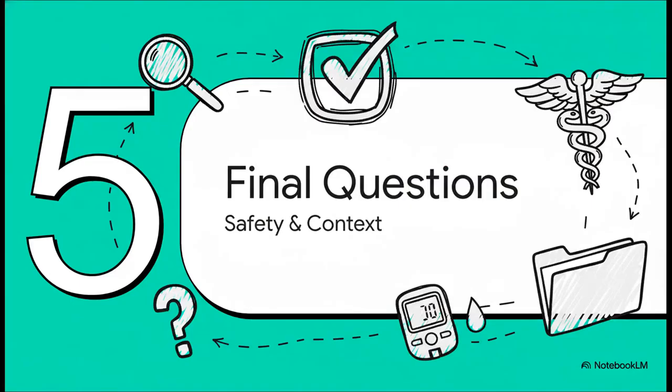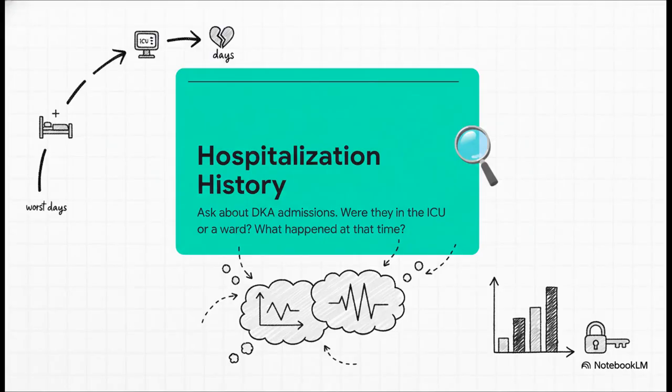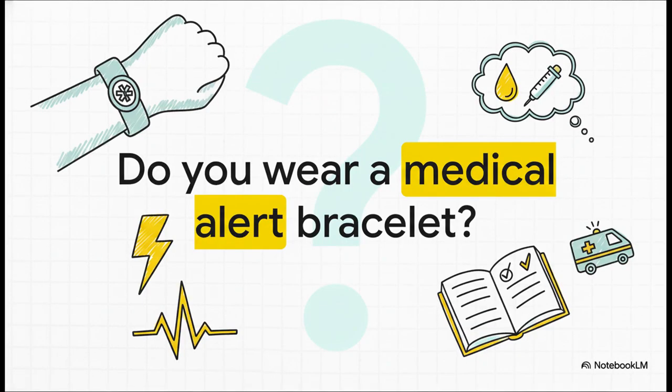All right, we are almost there. We just have a couple of final, really essential questions to ask that will tie this whole picture together. This is so important. For anyone who's had diabetes for a long time, you have to ask about their worst days. How many times have you been hospitalized for DKA? Were you so sick you had to be in the ICU? Hearing about those times gives you this incredible insight into the overall trajectory of their disease and just how fragile their control can be.